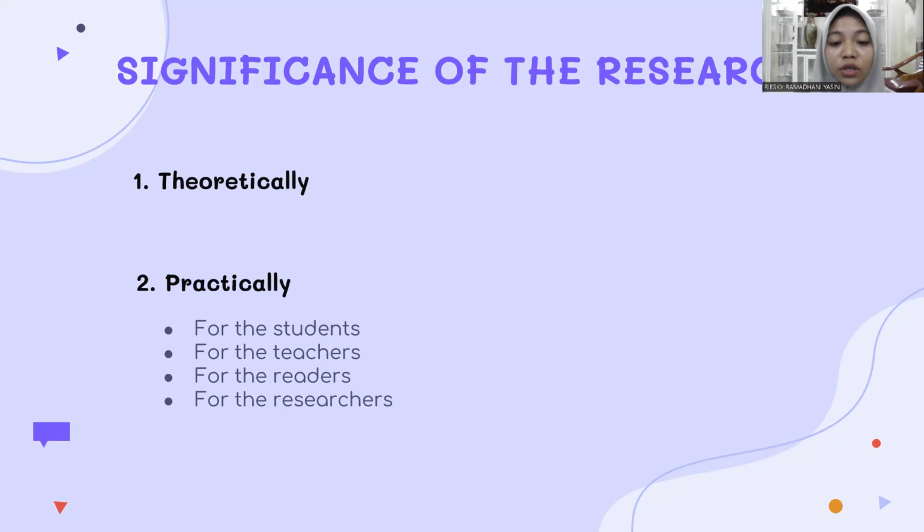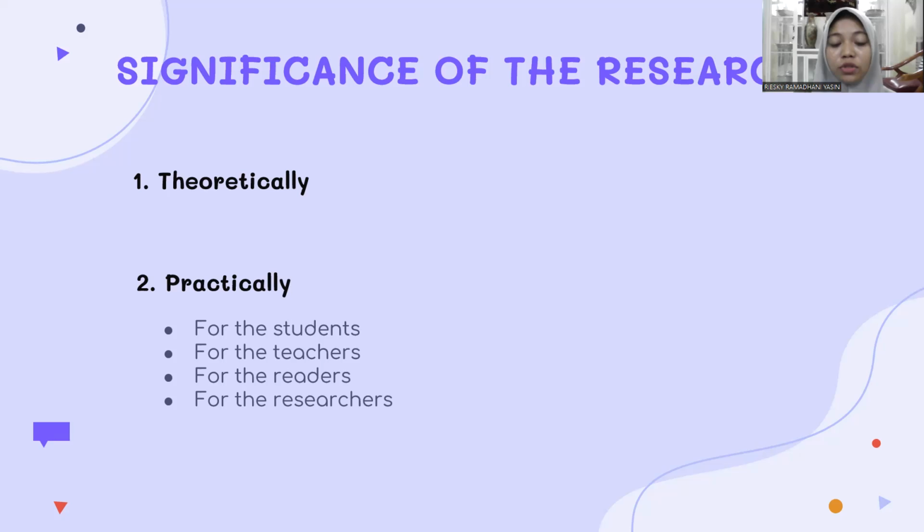The second is practically. The first is for the students. This research is hoped to help the students improve their vocabulary through picture word inductive model and develop their study in order to be successful. The next is for the teacher. The teacher can use the result of the study as feedback on teaching activities, and they will improve their performance in the teaching program well.